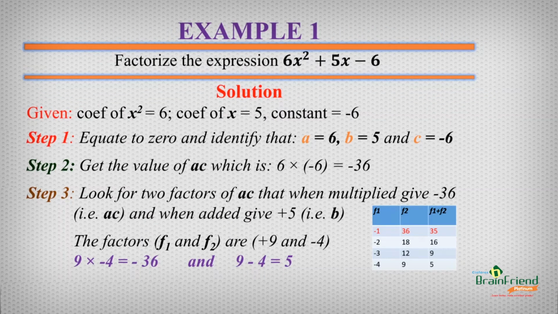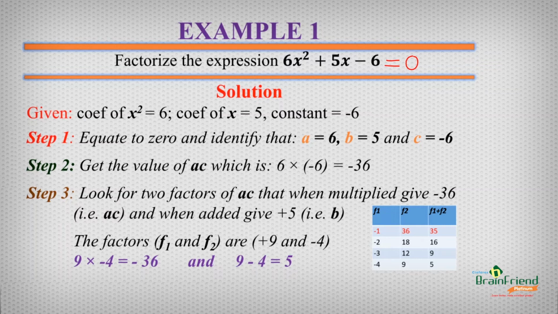Let us start with example 1. Let's factorize the expression 6x squared plus 5x minus 6. Remember, this is an expression, not yet an equation. So the first thing we need to do here is to make it an equation by adding the equality sign and then a 0.